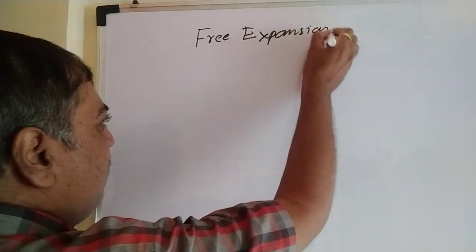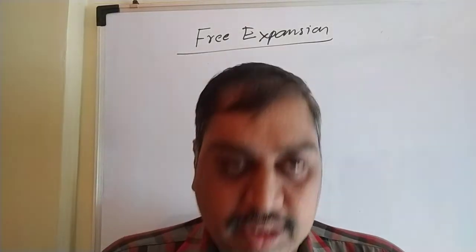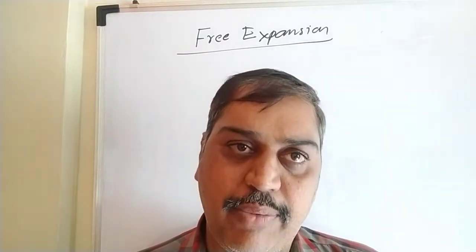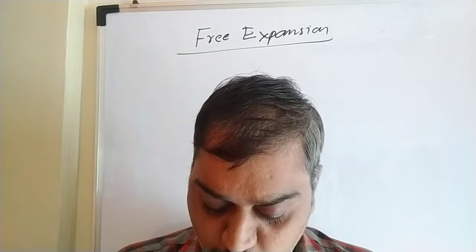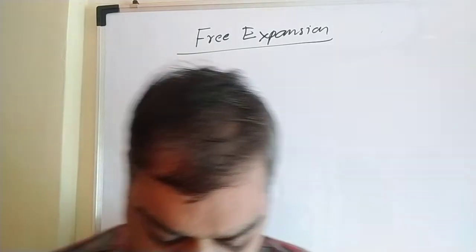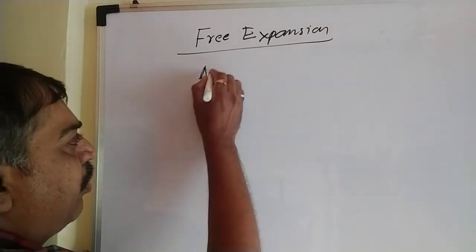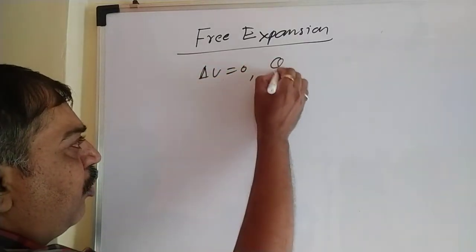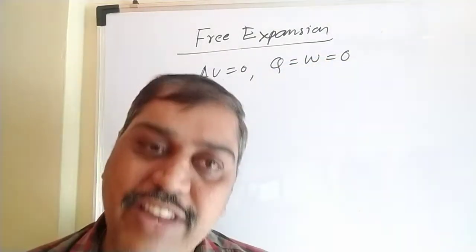So this free expansion is one type of adiabatic process. It is sometimes said to be adiabatic expansion. So there is no exchange of heat to the surroundings. Okay, so it is adiabatic expansion, and no work on the system or by the system was done. And according to the first law, here delta U equals 0, and Q equals W equals 0, because it is a free expansion.